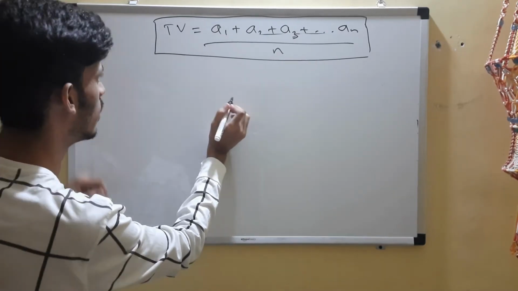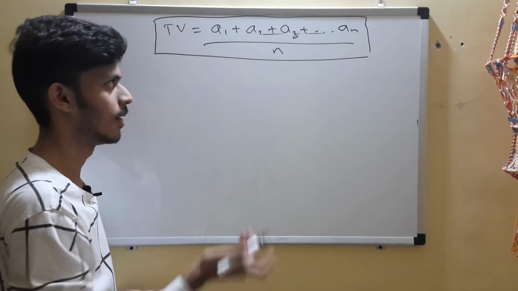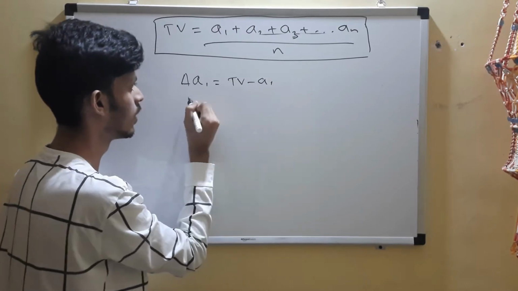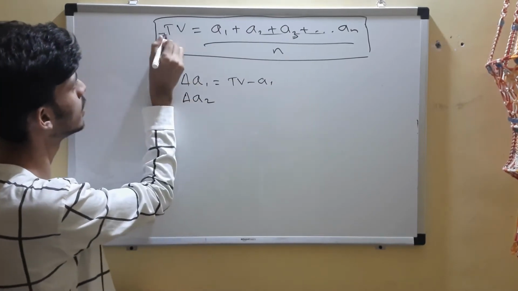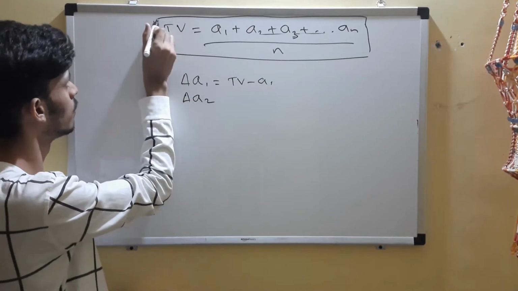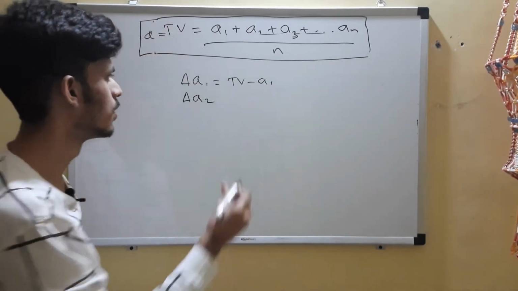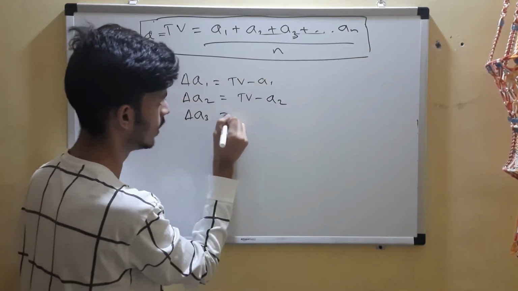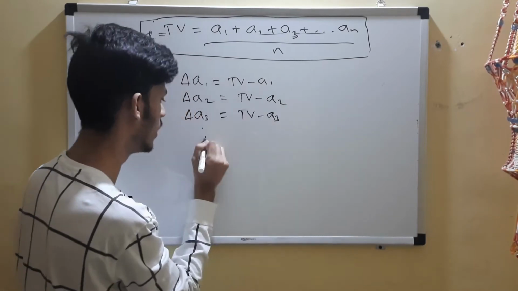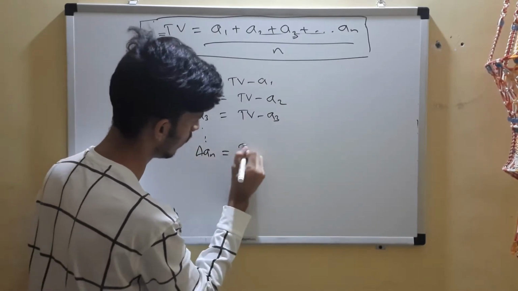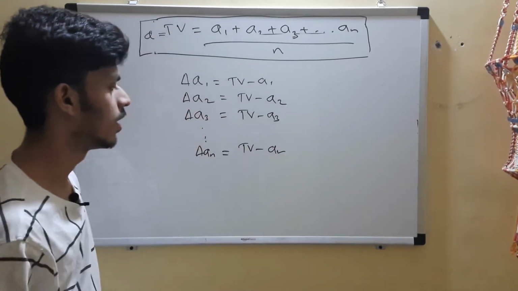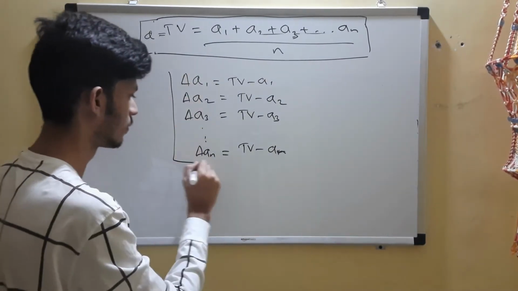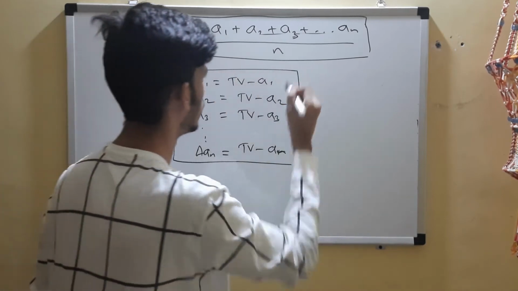Next was absolute error. So how do you calculate them? They are many, you calculate one at a time. So delta A1 is TV minus A1. Delta A2 is TV minus A2; you can replace this TV as A also if you find it. Delta A3 will be TV minus A3. And in general, delta An is equal to TV minus An. Okay, so this is as simple as that. I have to calculate for each one of them.